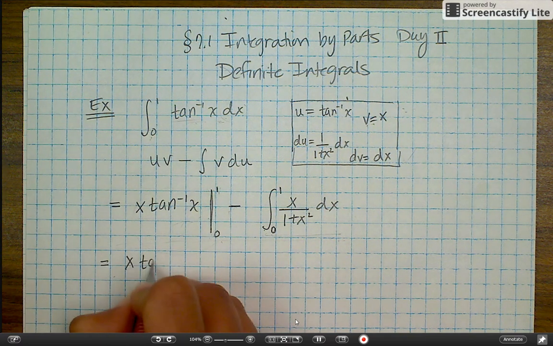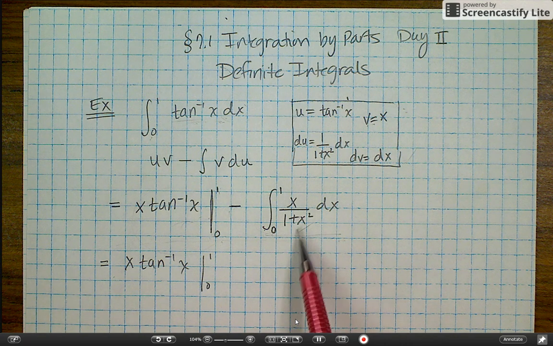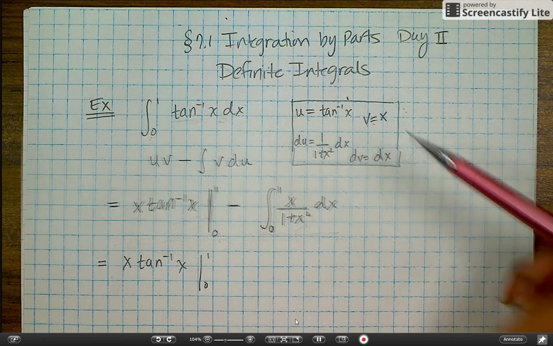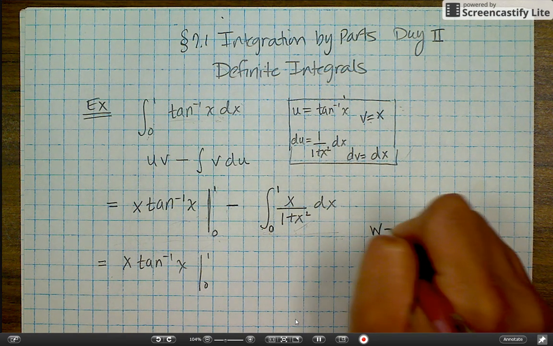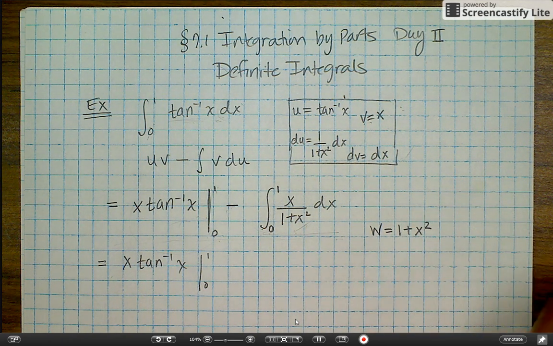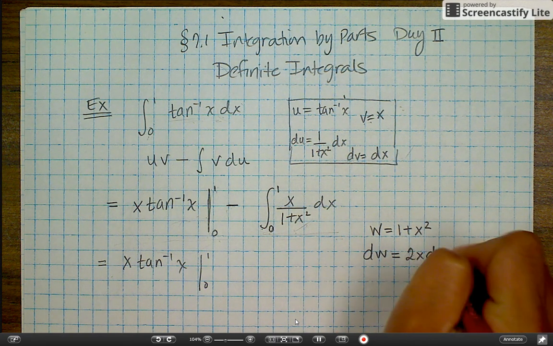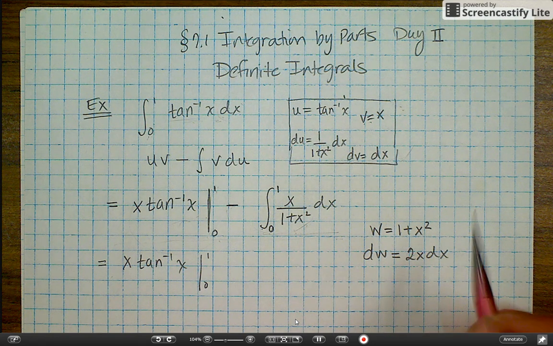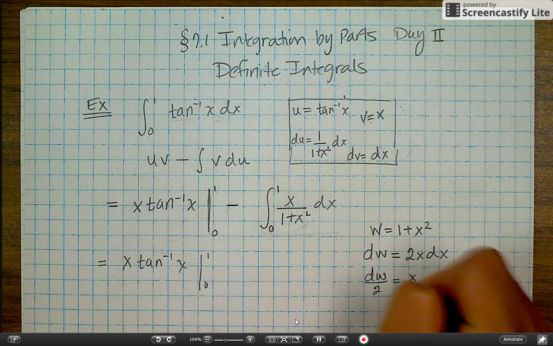Okay, so now we're going to move on. Bring this down: tangent inverse x from 0 to 1. When I look at this, I go, okay, this is not an integration by parts situation. This is a u substitution situation. This is us undoing the chain rule. I already used u in this problem, so I'll use w. Say w is equal to 1 plus x squared. Then dw is equal to 2x dx, and therefore dw divided by 2 is equal to x dx.